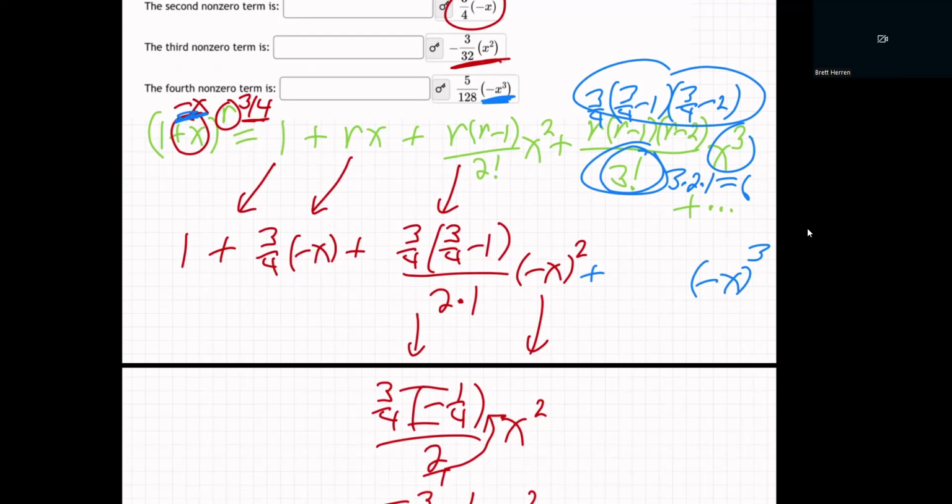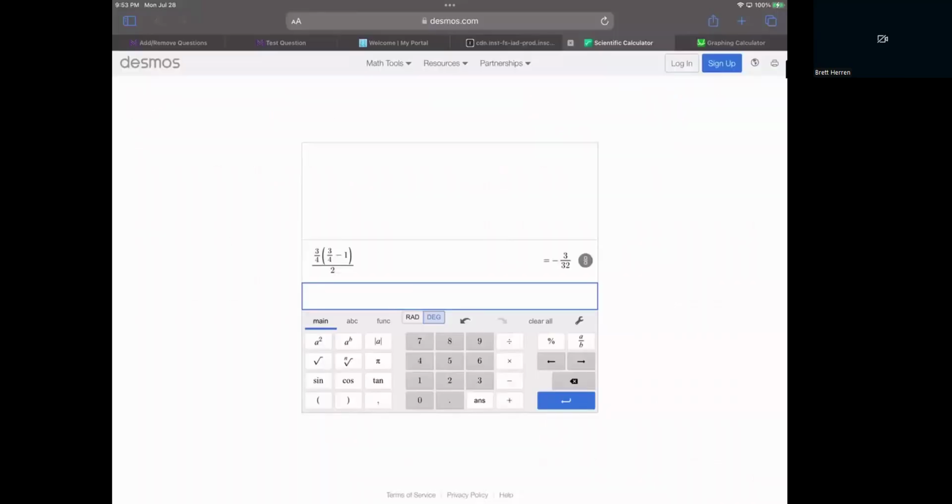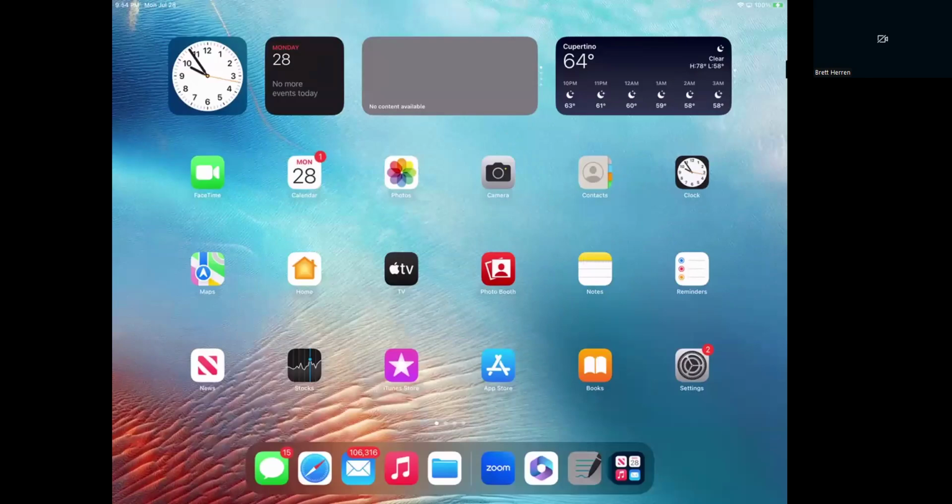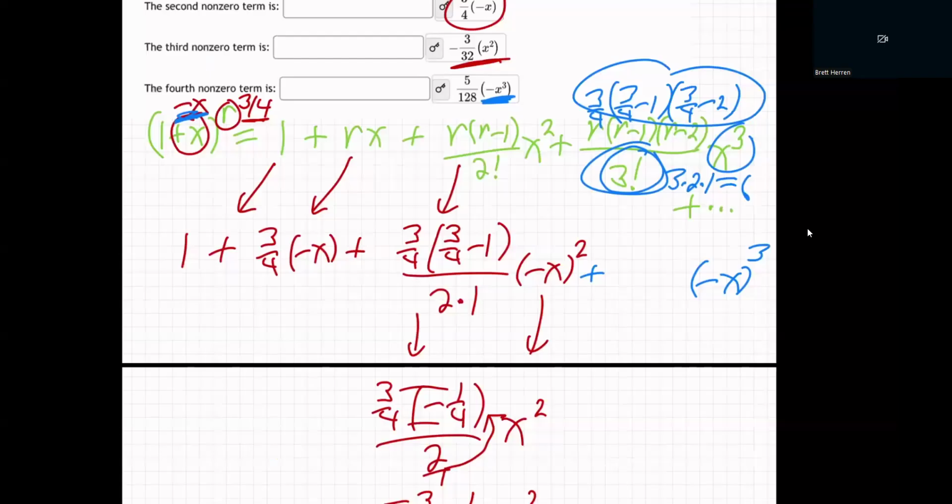Okay, to Desmos we go. Oh, I can just come up here and continue. Hey, this is nice. 3/4 minus 2 over 3 times 2. There it is. Look at that, 5 over 128. You just keep continuing on Desmos. 5 over 128. Desmos is a beautiful thing. 5 over 128, sure enough, times negative x cubed.